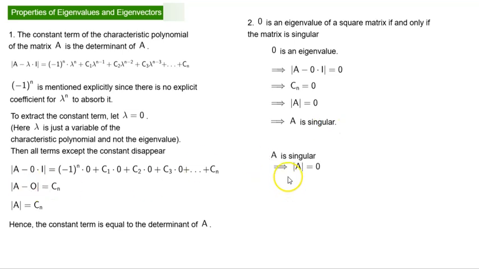Now let's look at it conversely. A is singular implies determinant of A equal to 0, which means determinant of A minus 0I is equal to 0, which means lambda equal to 0 is an eigenvalue. So 0 is an eigenvalue of a square matrix if and only if the matrix is singular.